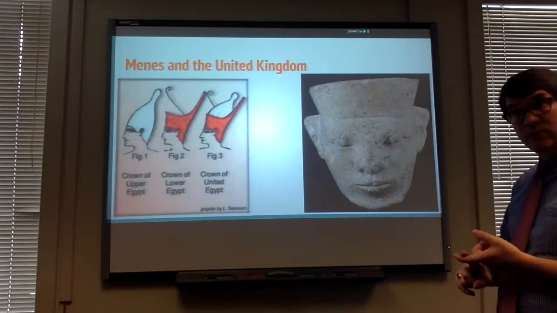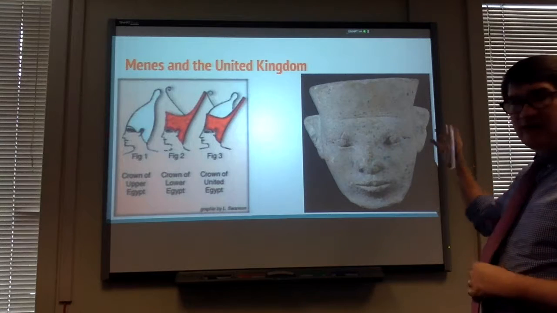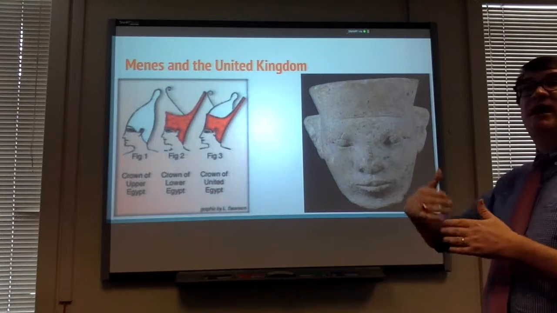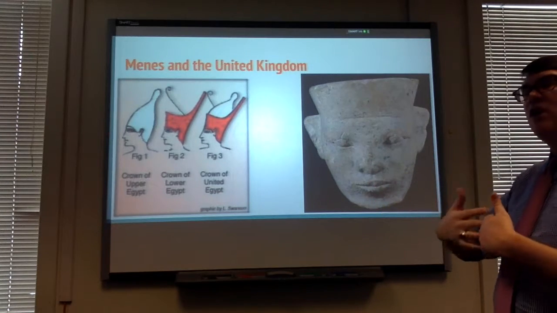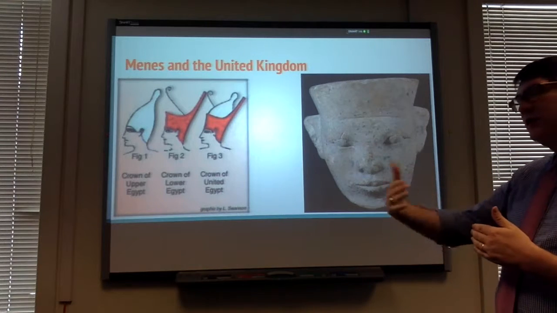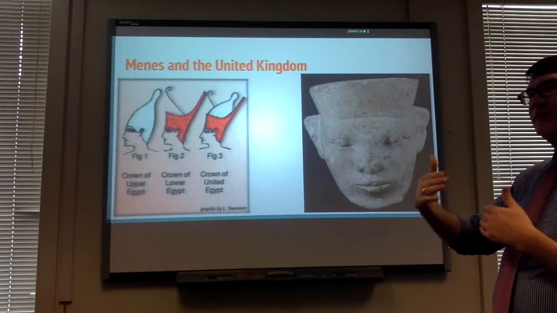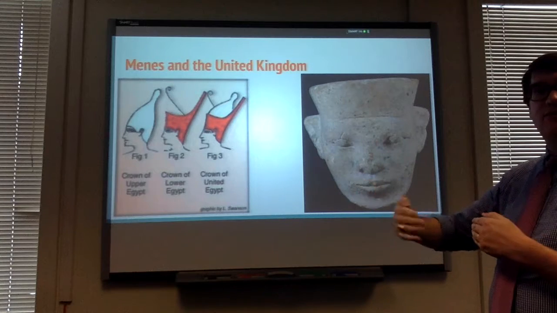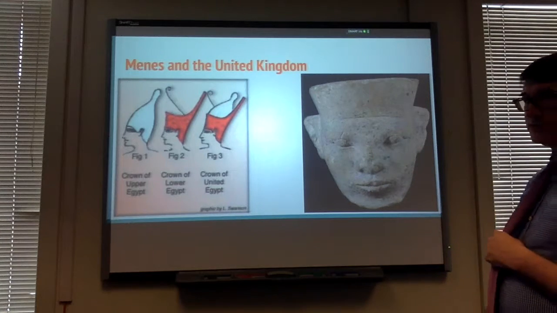Now, it's important to note that he begins the first dynasty of Egypt. Now, a dynasty is a line of kings from the same family. The Egyptian kingdom lasts for 3,000 years, and in that 3,000 years, it has 31 different families, or 31 dynasties that rule over Egypt.